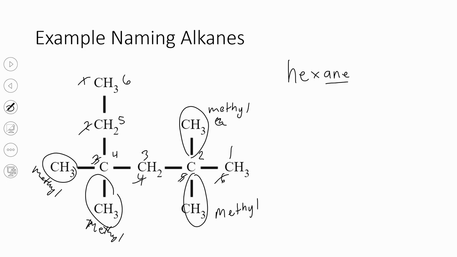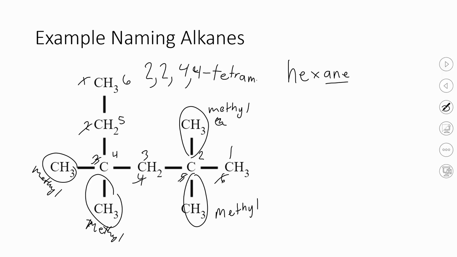So first I'm going to tell you where they are. I have 2 at 2, so I'm going to write 2. There's a methyl group at 2. There's a methyl group at 4. There's a methyl group at 4. And then I have a number, and then I'm going to put a letter, so I'm going to put a dash. So 2, 2, 4, 4, and then tetra. Tetramethyl.